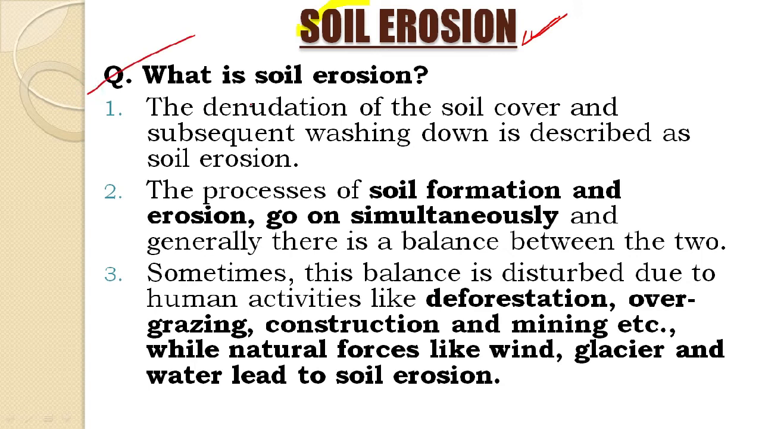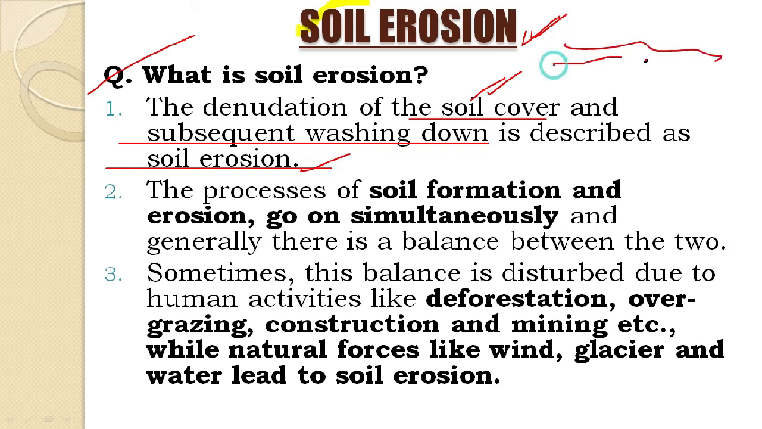What is soil erosion? The denudation of soil cover. It means the breaking down of the soil cover, and subsequent washing down is described as soil erosion. So basically, if this is the soil, this soil cover breaks down due to any of the agents of weather, and when it gets washed away, this removal of the top layer of soil is known as soil erosion.